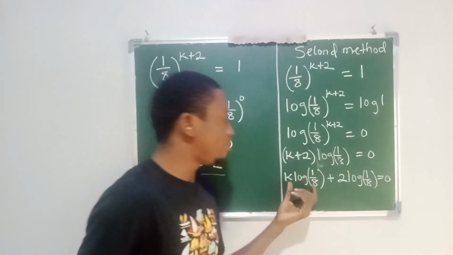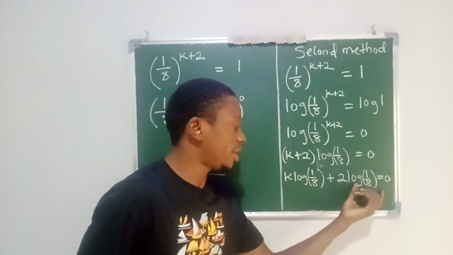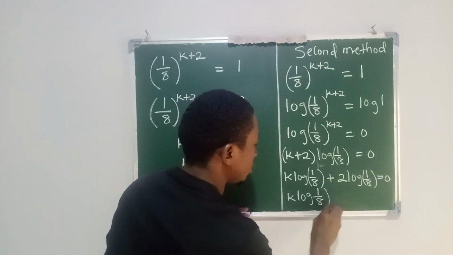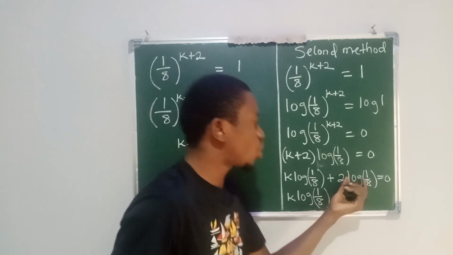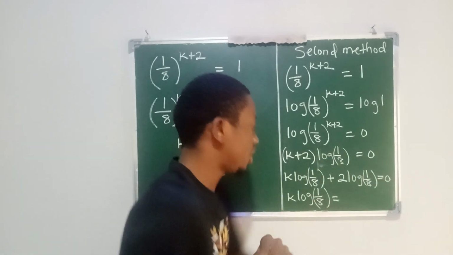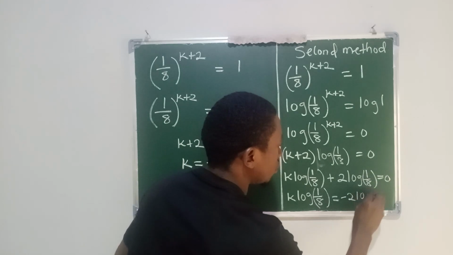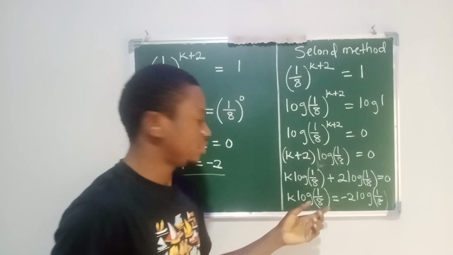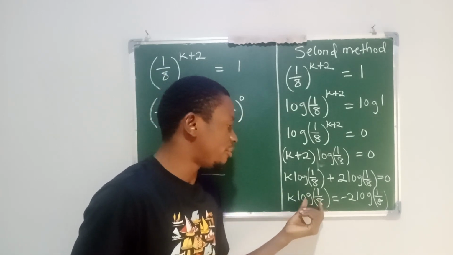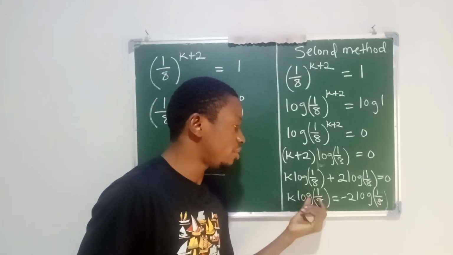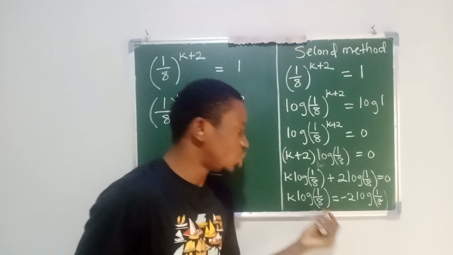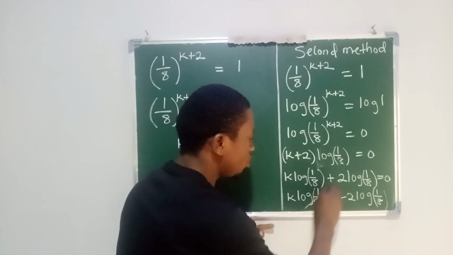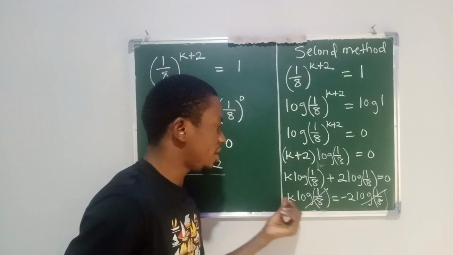So we can make the whole of this the subject of the formula. We have k log (1/8) is equal to, when this crosses over to the other side, we have a negative value, so we have minus 2 log (1/8). Now from this point, we can see that we have log (1/8) on both sides of the equation. So we can easily cancel off, or divide through by log (1/8). When we divide through by log (1/8), we are left with k is equal to minus 2.